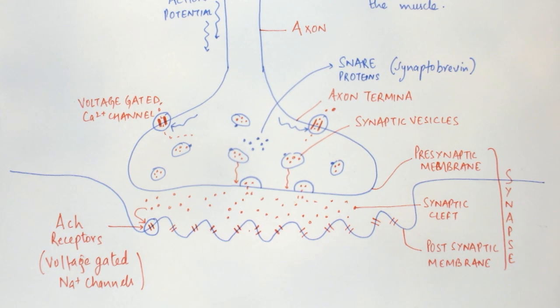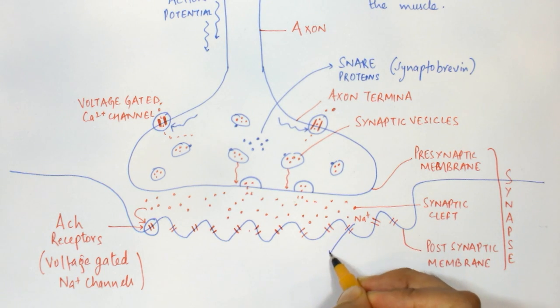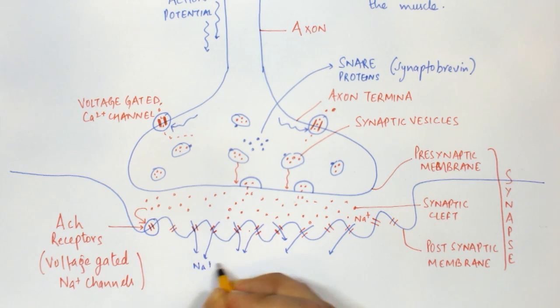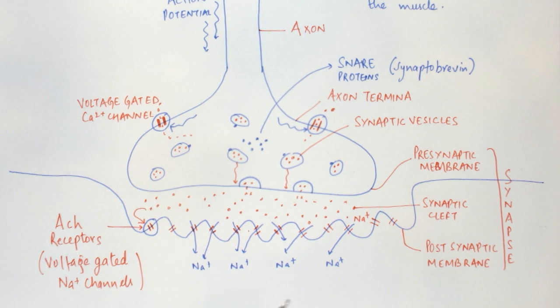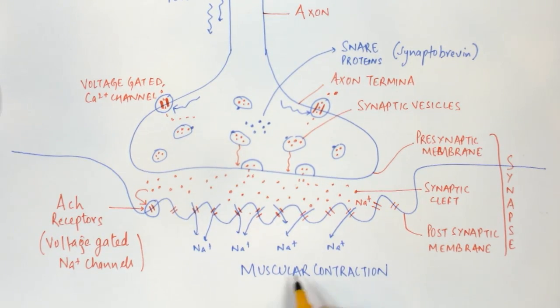Since these are sodium channels, these open up and cause an influx of sodium ions into the muscle fiber. Since sodium is a positive ion, it causes the generation of an action potential in the muscle fiber, which in turn leads to either a muscular contraction or it may also lead to an increase in the tone of the muscle.